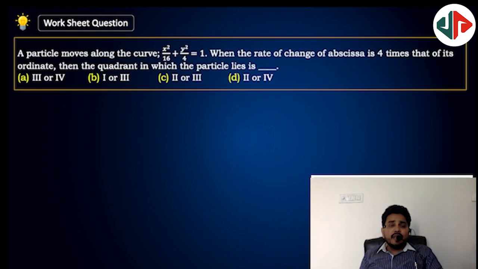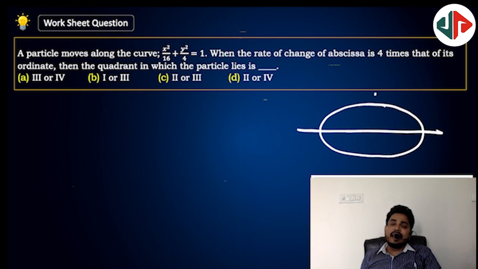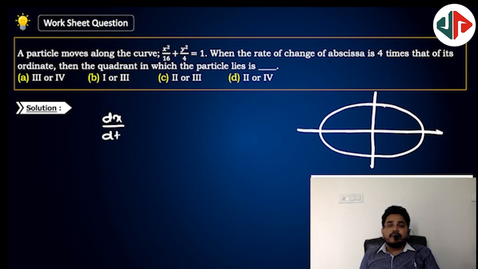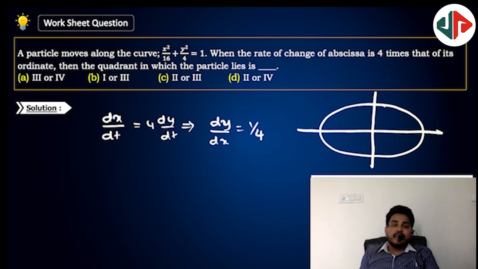A particle is moving along the curve x squared by 16 plus y squared by 2. So what is this actually? It is following an elliptical path. So the rate of change of the abscissa, dx by dt, is equal to 4 times dy by dt. What does this mean? It is simply dy by dx is equal to 1 by 4.